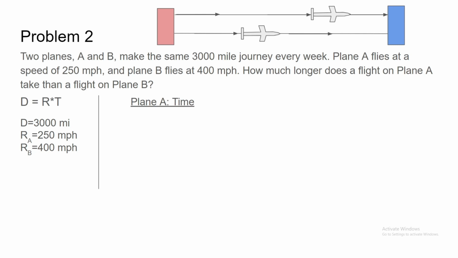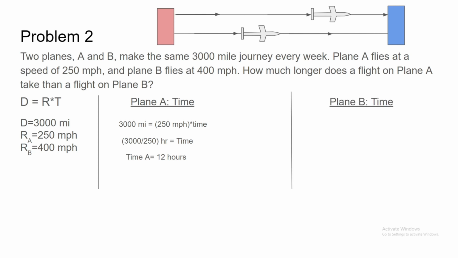First, the time for plane A. So our distance is going to be 3,000. Our rate is going to be 250, so we just go ahead and plug those into the equation. 3,000 is equal to 250 times our time. Go ahead and divide both sides by 250. Simplify that down, and we get a time of 12 hours for plane A. It's a pretty long flight. I don't think I would want to be on that plane.